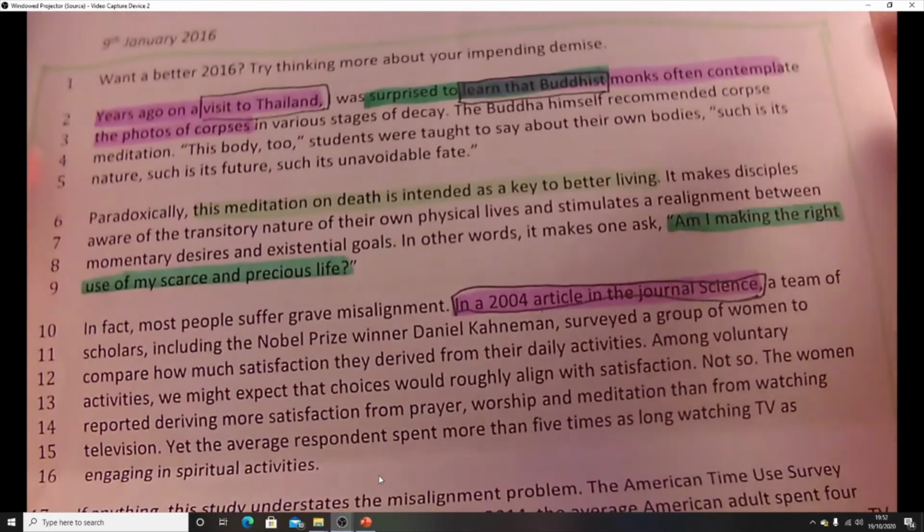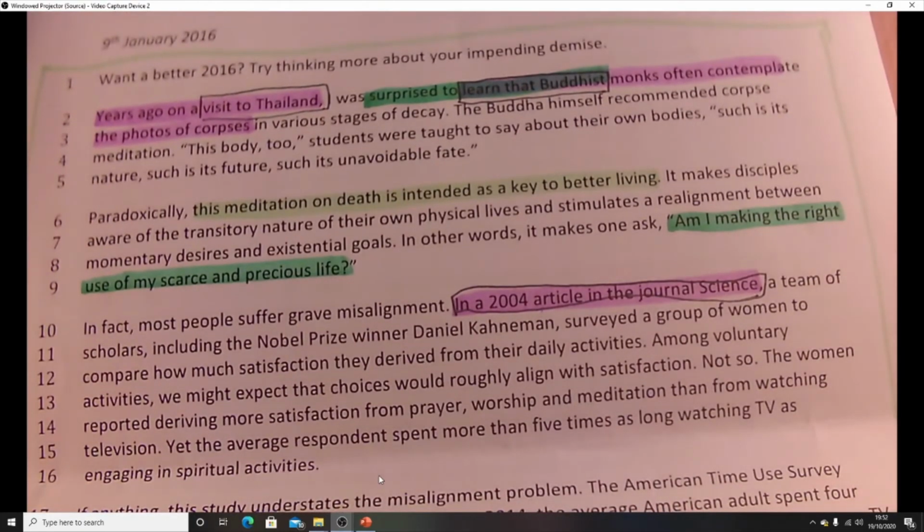"In fact, most people suffer grave misalignment. In a 2004 article in the journal Science, a team of scholars, including Nobel Prize winner Daniel Kahneman, surveyed a group of women to compare how much satisfaction they derive from their daily lives. Among voluntary activities, we might expect that choices would roughly align with satisfaction. Not so. These women reported deriving more satisfaction from prayer, worship and meditation than from watching television, yet the average respondent spent more than 5 times as long watching TV as engaging in spiritual activities."